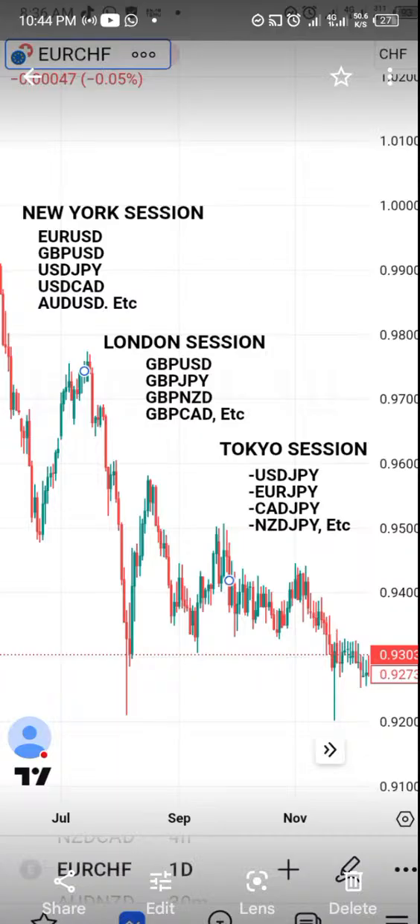So you need to know the best asset to trade at the time you find yourself trading, which market. So if you're trading an asset, let's say 1 p.m. or 2 p.m. or 8 a.m. in the morning, then you should know what session it should be. That session will help you know the best currency to trade.